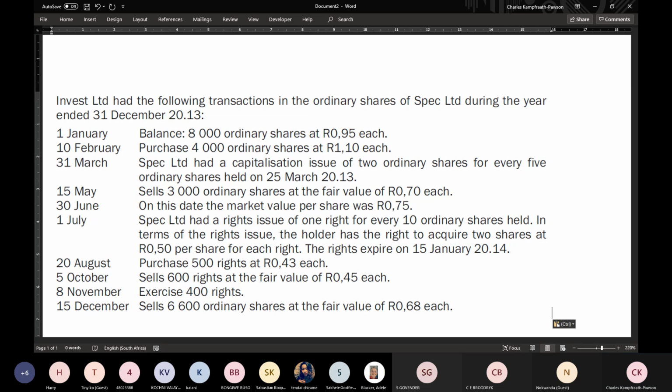And then Invest purchased 500 rights at 43 cents each. On the 5th of October, we sell 600 rights at fair value of 45 each and exercise 400 rights on the 8th of November. The 15th of December, we sell 6,600 ordinary shares at the fair value of 68 cents each. What is immediately evident from this question? What's the intent?